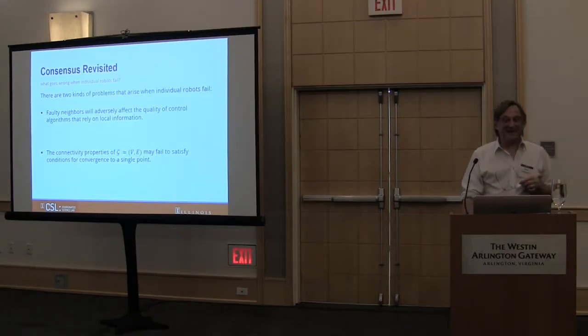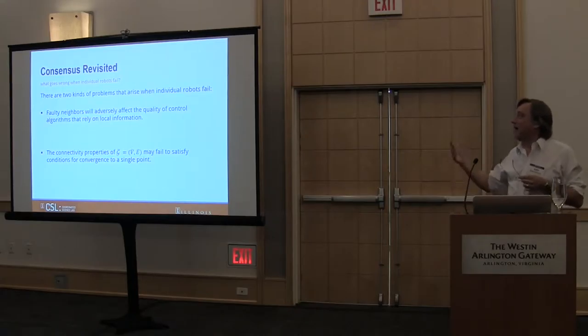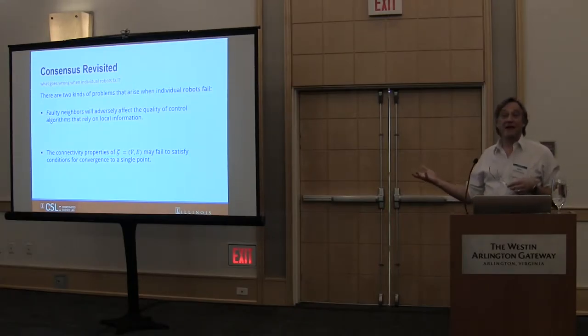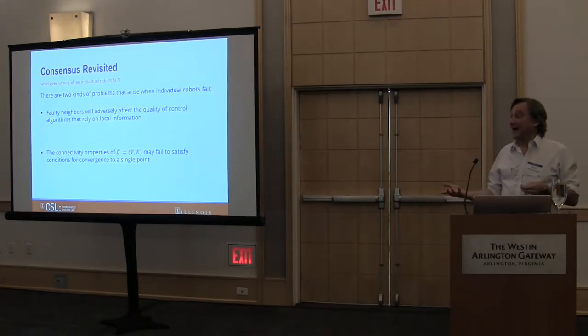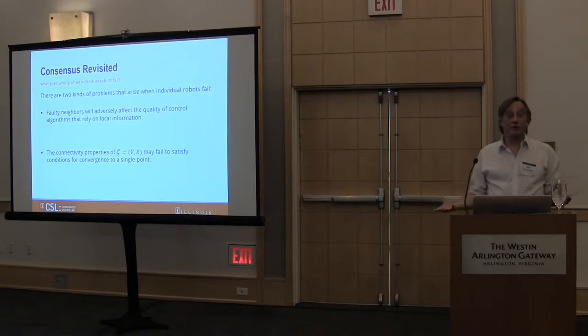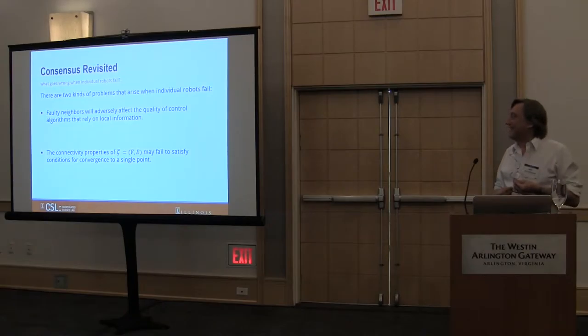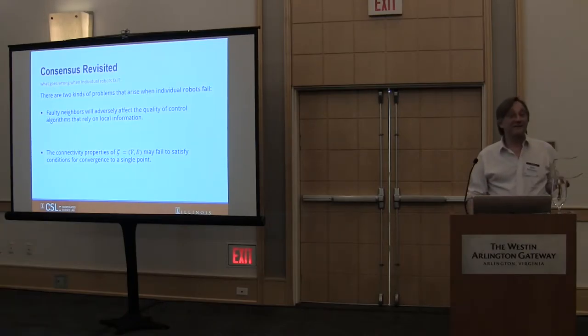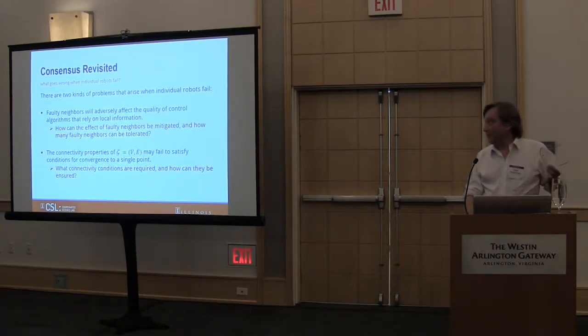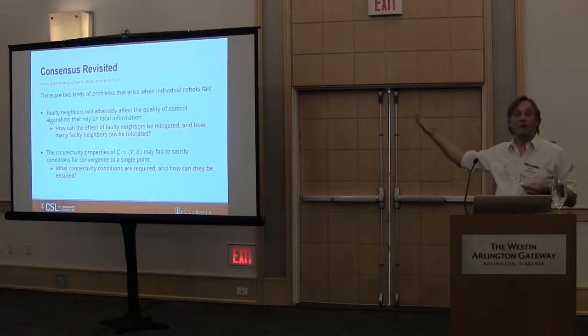So let's go back. There are two kinds of things that can go wrong. One of them, you can have neighbors that are behaving badly, and that affect you, and therefore you behave badly. If you've got teenage kids, you know how that works in practice. And the other is connectivity can fail. So I'm going to talk about mainly the first part of those, right?